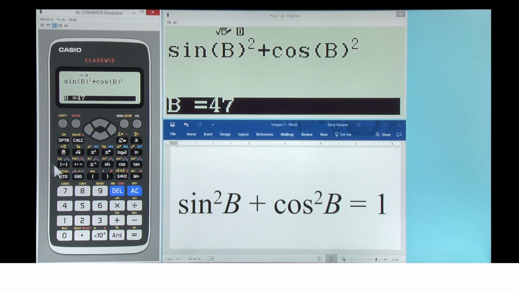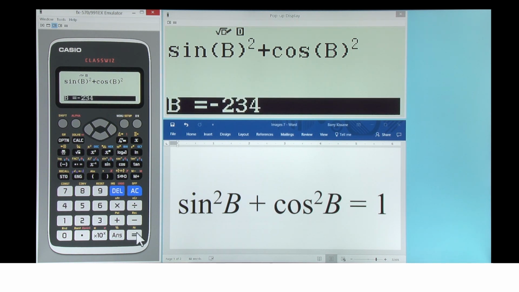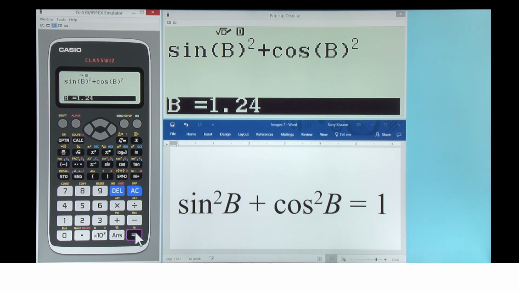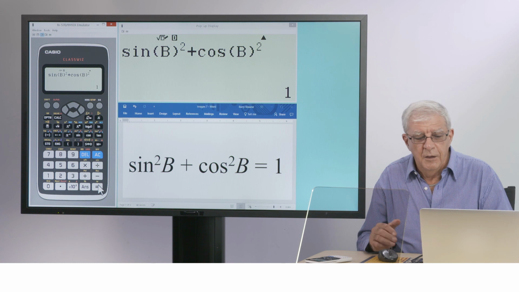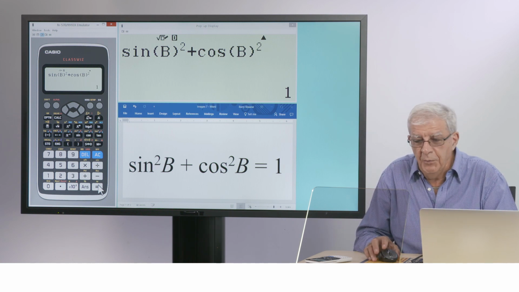We could choose a different value by tapping equals and putting a different value in. Let's choose a large negative value, negative 234 for example, and the sine squared add the cosine squared is calculated by just tapping the equals key. That's also equal to 1. The result seems to be the same each time. Let's try one more, 1.24, and the sine squared b add cosine squared b is 1. It seems that's the case whatever values we choose for b.